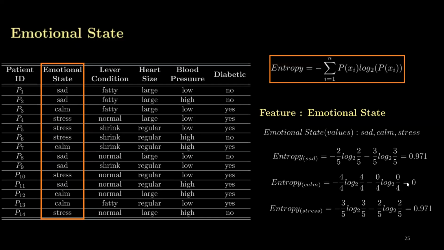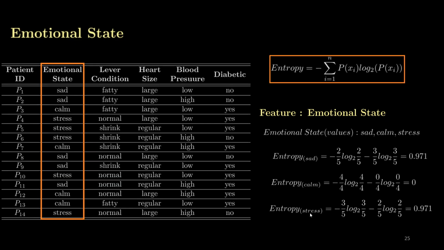If you remember from the concept of entropy which we learned in the previous lecture, the minimum value of entropy is 0 and the maximum value of entropy is 1. And we know that when all the samples belong to a single class, in that case entropy is 0. So here the entropy of calm is 0 because all the 4 samples of calm present in the feature emotional state belong to class yes.